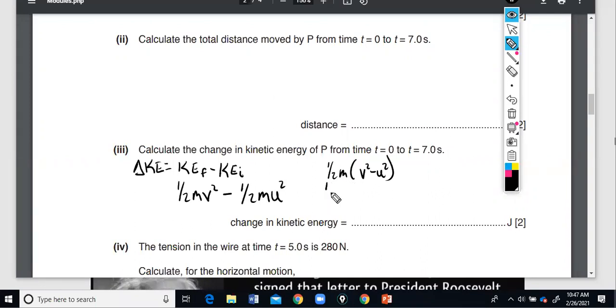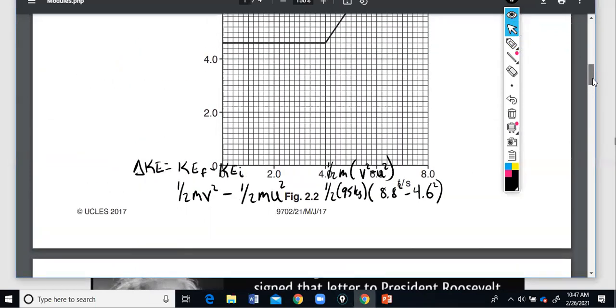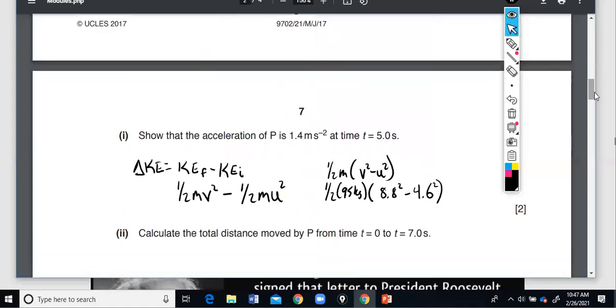Does anybody remember the mass? It was like 95 kilograms. We'll go look it up. The final velocity, remember, was 8.8 meters per second. Start out at an initial speed of 4.6, I want to say. Was it 4.6? Help me out, guys. We just used it a moment ago. I think it was 4.6, right? 4.2, okay, 4.6. So this should solve it.